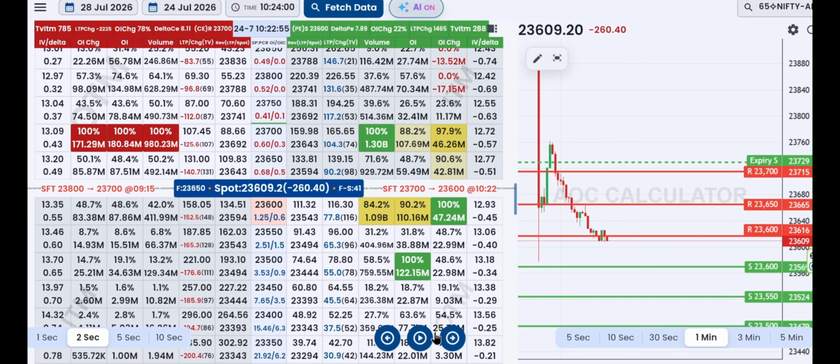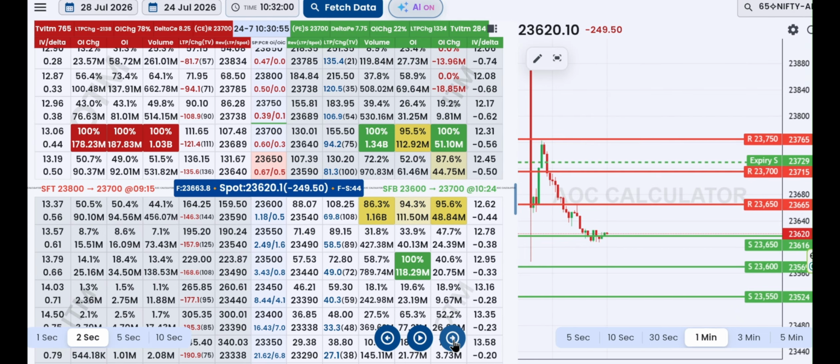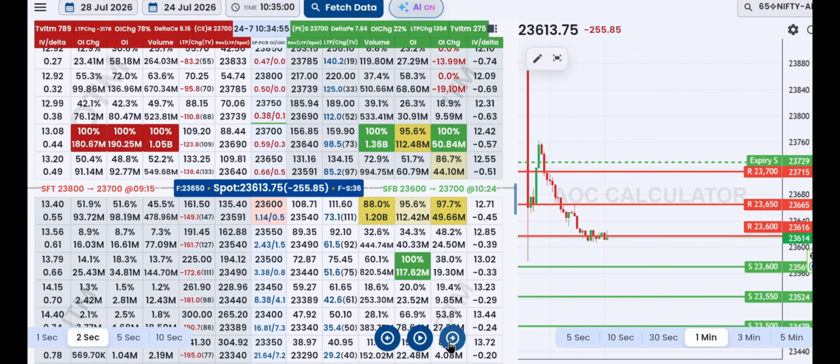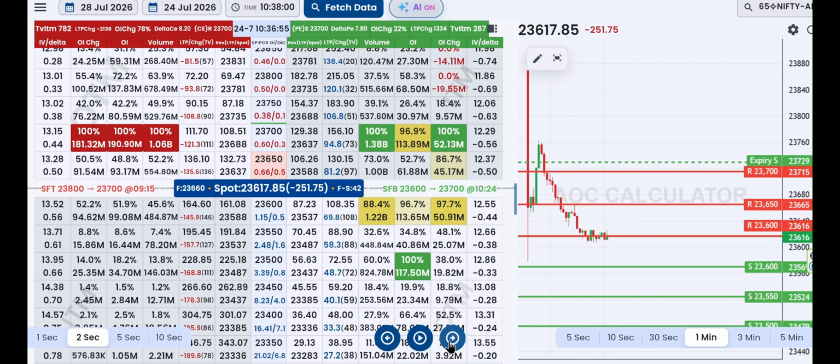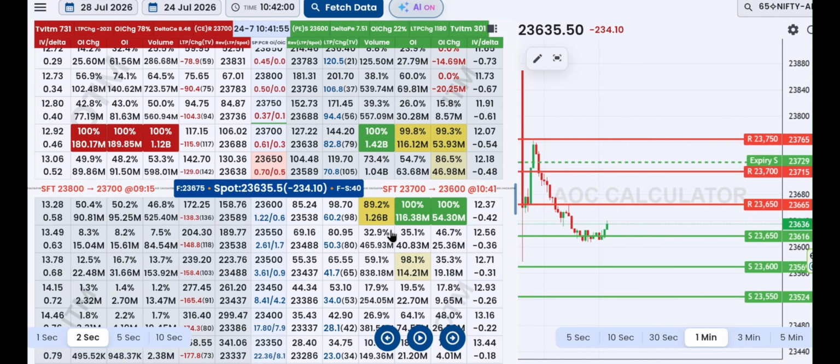Now let's observe 23,600. At this level, the put side has around 85% strength in volume, OI and OI change, while the call side has a higher OI change. This suggests that 23,600 has the potential to become a bottom reversal support. However, the put side is not yet showing 100% confirmation. Therefore, we should wait patiently until all the bottom reversal conditions are fully satisfied.